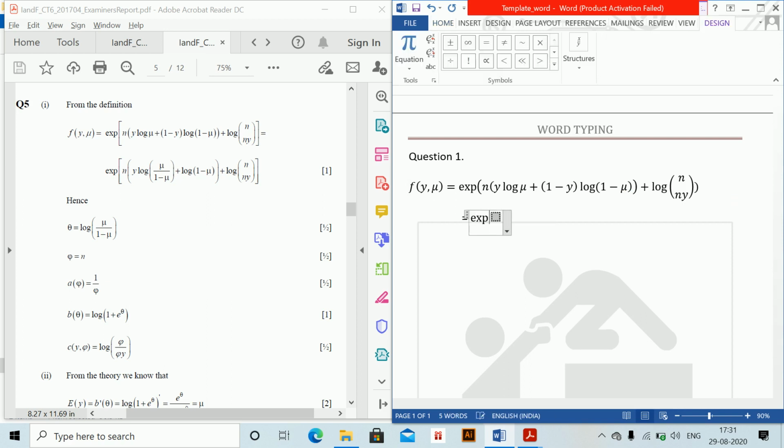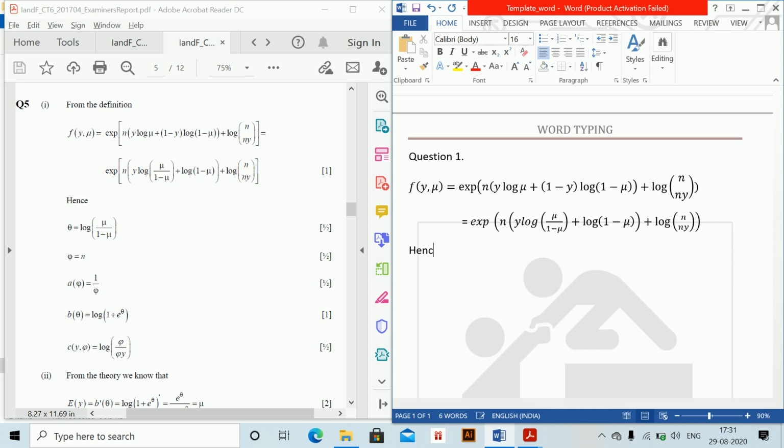And exp of n y log of mu divided by 1 minus mu, brackets close, plus log of 1 minus mu, brackets close. Plus log of n choose ny, brackets close, and final brackets close, and so on.